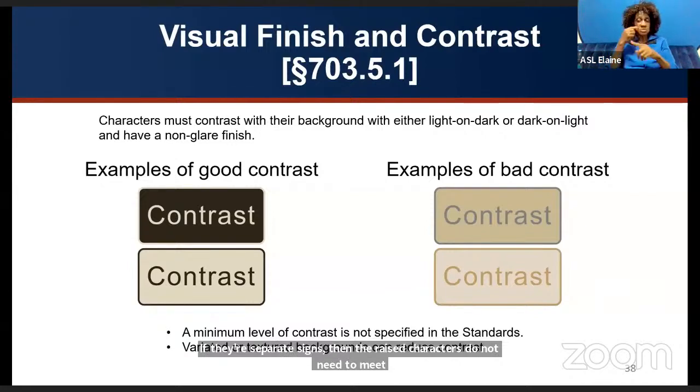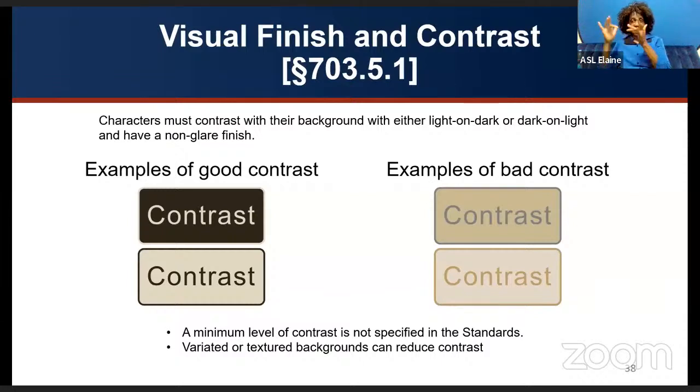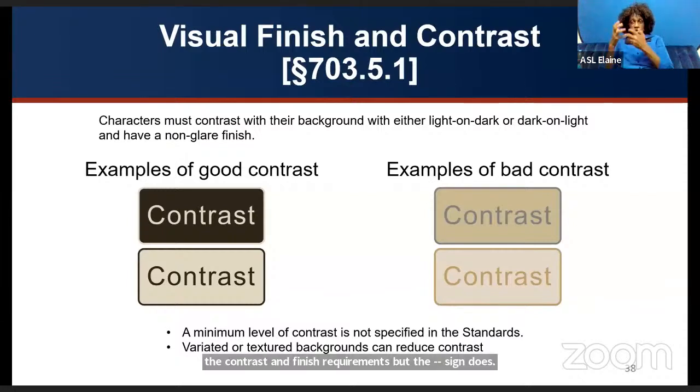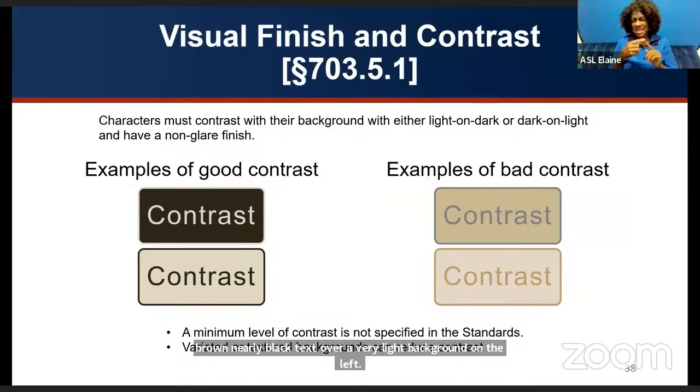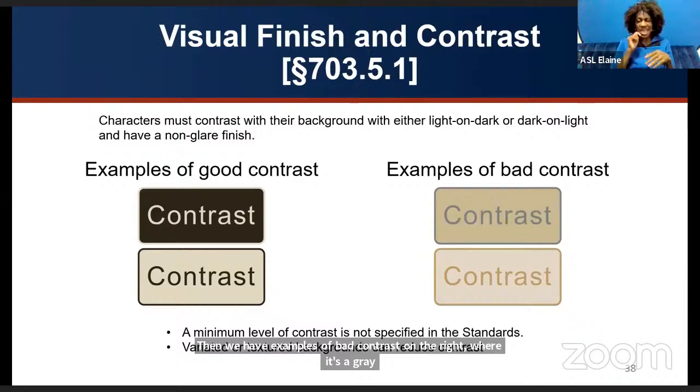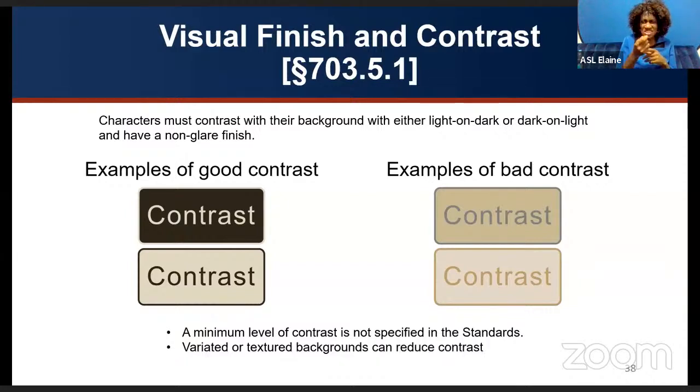visual sign does. On the left, we have examples of good contrast where we have some very light tan text over a dark background, or some very dark brown, nearly black text over a very light background. And then we have examples of bad contrast on the right, where it's a gray against a tan color, or basically two different kind of beige-ish colors that makes it very difficult to read from a distance.